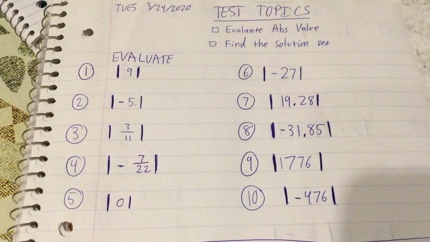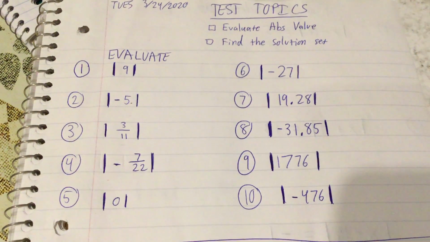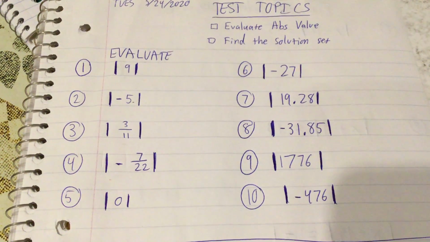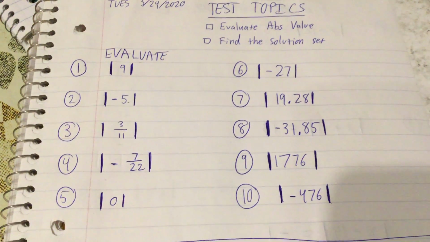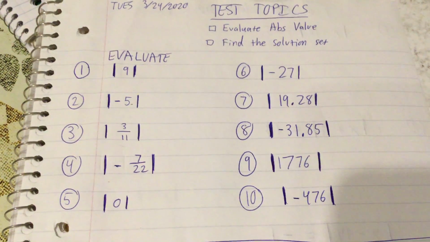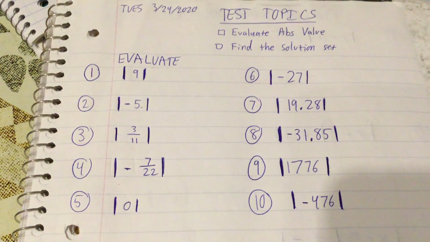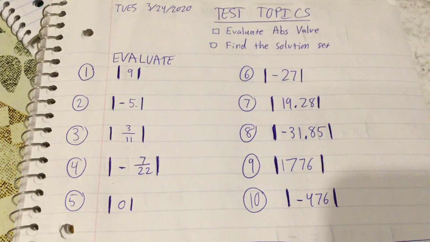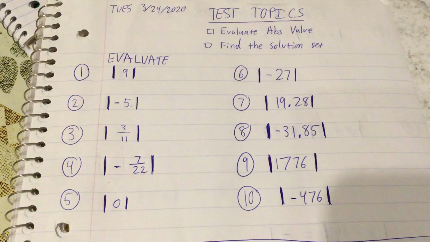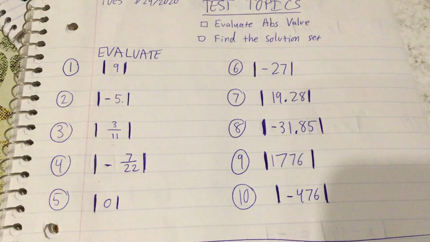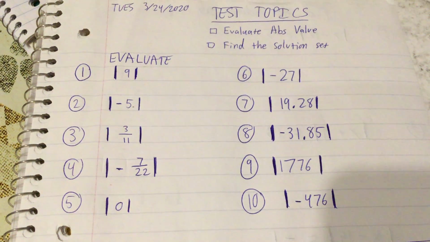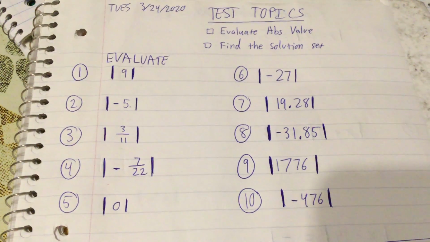So what are we expecting on the test? Well, we're going to be evaluating absolute value. In other words, I'm going to put a number in the absolute value bars. You're going to tell me what it is. And then find the solution set. In other words, I'm going to put a variable in the absolute value bars. You're going to split it into 2 cases if possible, or if there's no solution at all. So it's just 2 things.